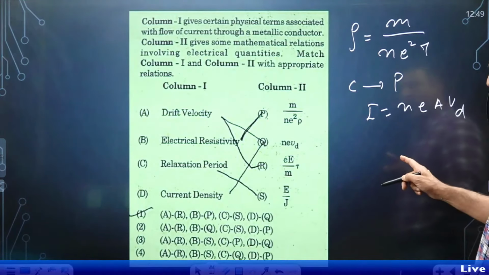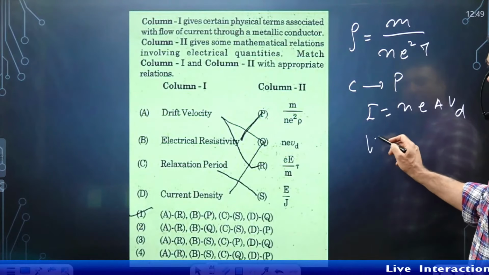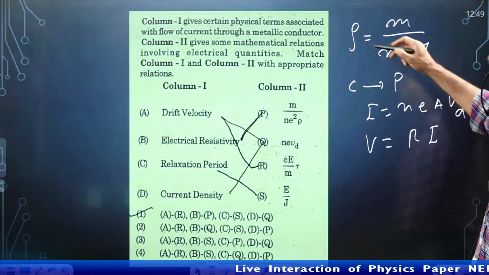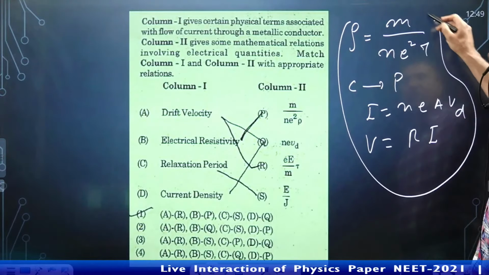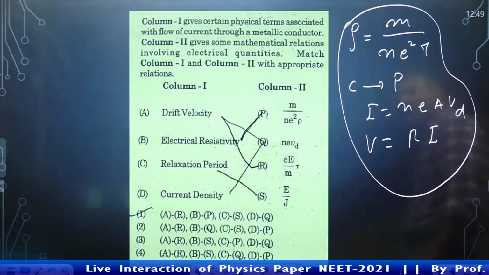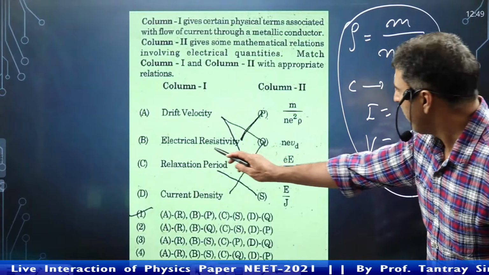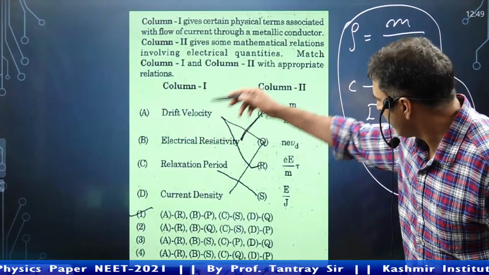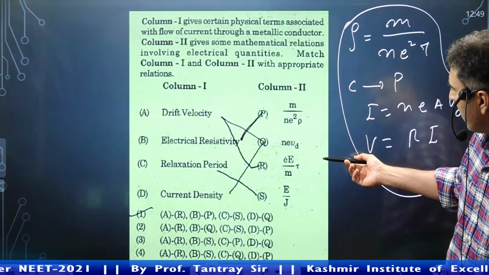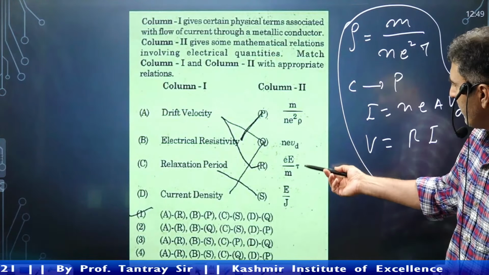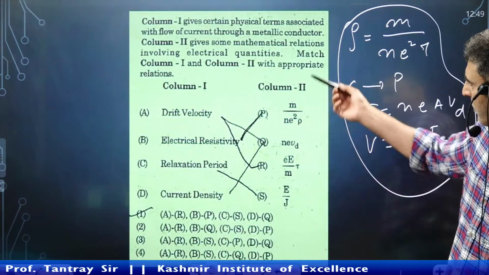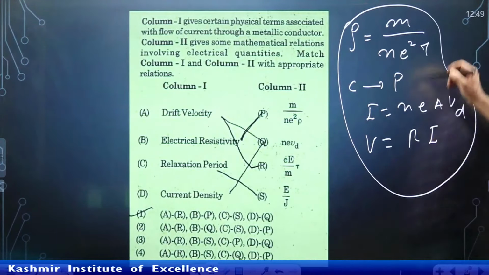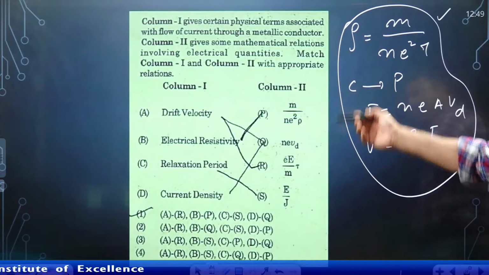Then you have one more equation, that is voltage is equal to Ri. So from this set you can get answers to all these questions. So first of all, this electrical resistivity is this, drift velocity is this one. So you can check your answer yourself. From these equations you can get the answers.